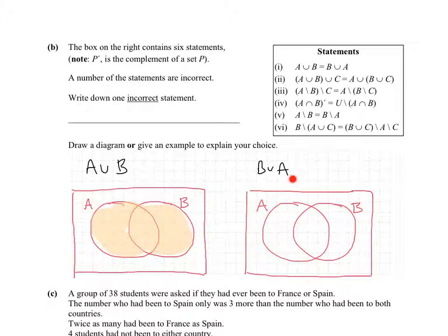Looking at the right hand side, B union A, well, that's everything that's in B unioned with everything that is in A. And as you can see, those two areas are one and the same thing. As a result, we can say that the two of them are equal to each other, and it's correct.